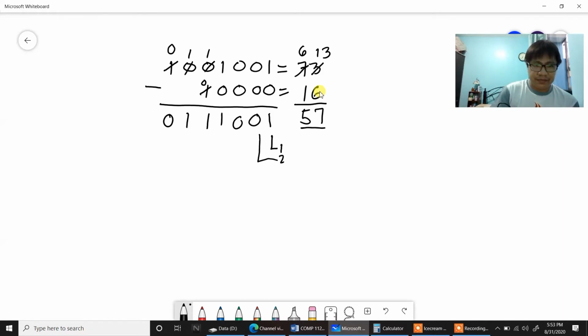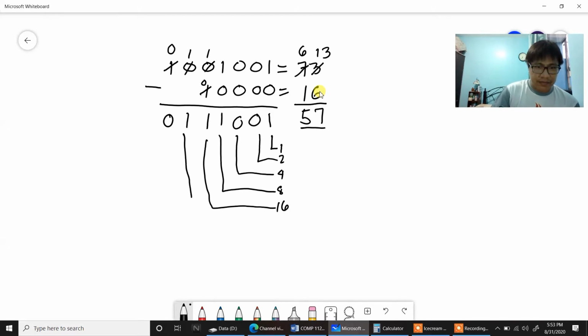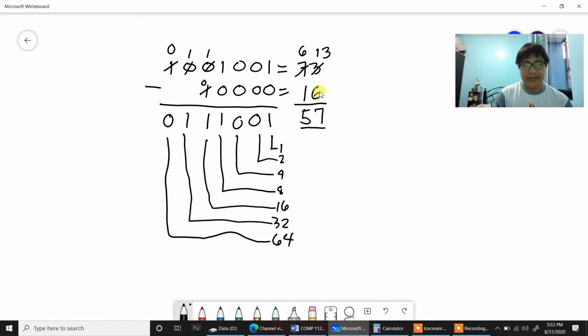Okay, so we convert this one to decimal: 1, 2, 4, 8, 16, then 32. Then let's come up with this one also so that we'll not be confused: 64. Okay, now we will just remove all of the zeros, ignore 2, ignore 4, and ignore 64. So the only remaining values are 32, 16, 8, and 1.